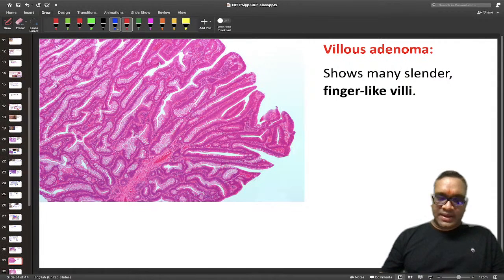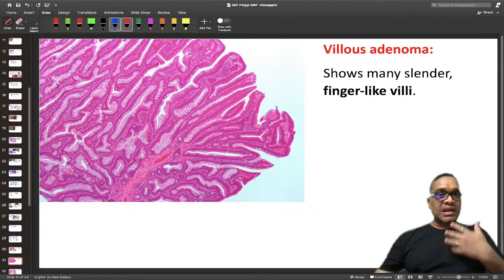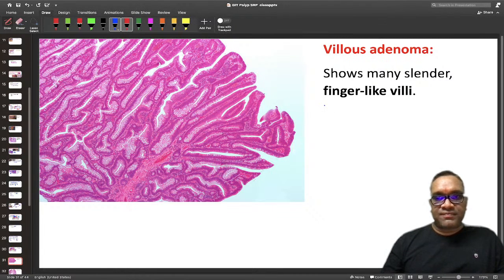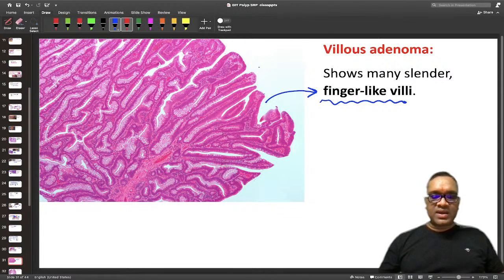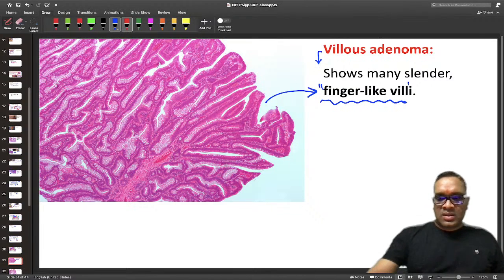Right, villus is the villain. Yes, villus is the villain. That is how you can remember. So now you can see this is the finger-like projection, right? So now you can see finger-like villi are present. That will be the villus adenoma. Now you can see these are all finger-like villi. So when you find finger-like villi, that means it is a villus adenoma, right?